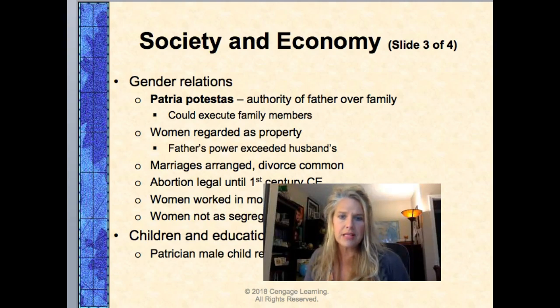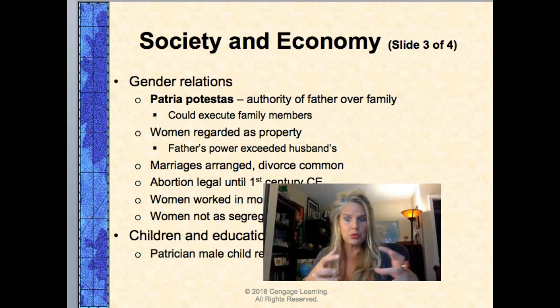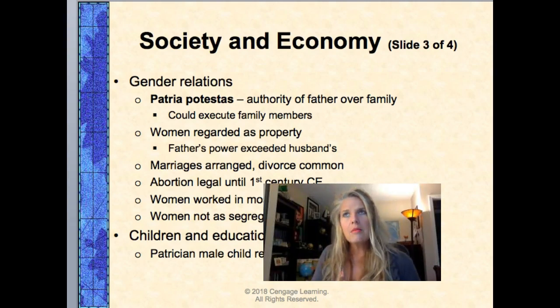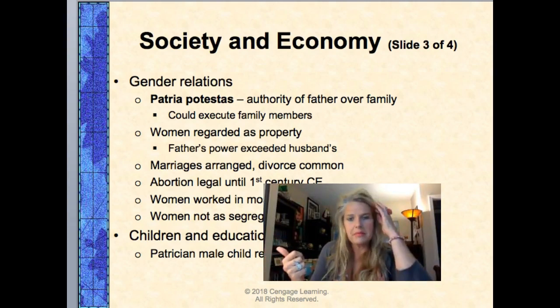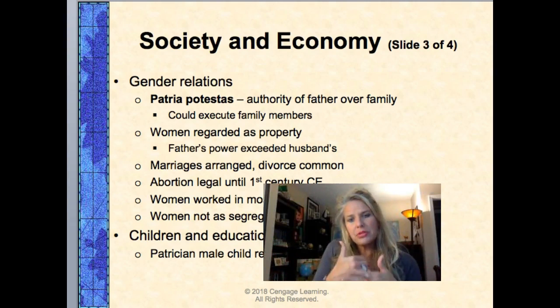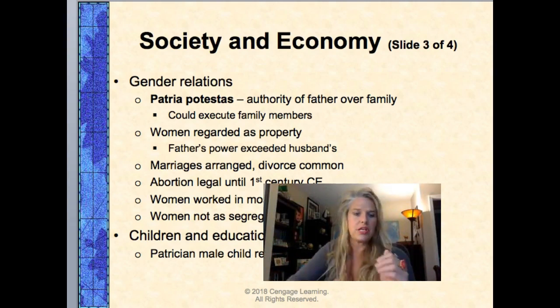Women worked in most trades. Women were not as segregated as in Greece. In Greece, remember, they had like two rooms that they could be in. And women could be educated, and many more jobs were available to them. Children in education, patrician males received an excellent education.